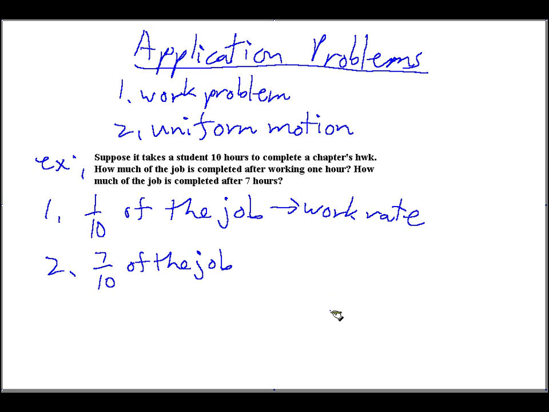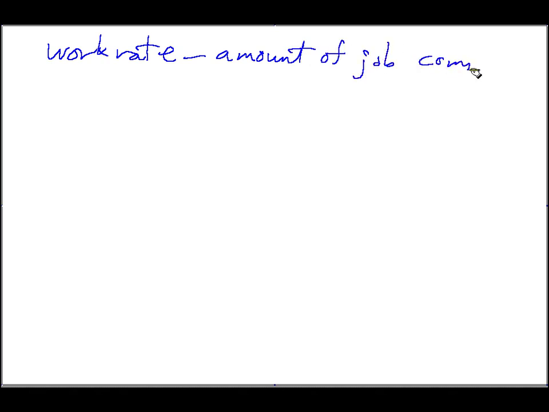So let me go and clear out this screen. The work rate, in other words, is how fast I can work. Work rate is amount of job completed per unit time. Per unit time. Now, what does that mean, per unit time again? That means per hour, per day, per minute. It depends on the application of the problem.